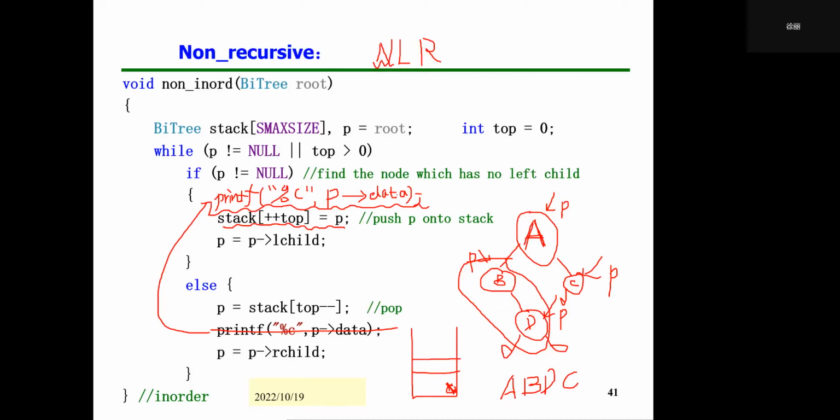So this is the non-recursive in-order and pre-order. And of course, how can you write the non-recursive post-order? Post-order will be more complicated than in-order and pre-order. So I will give you about 10 minutes to think about the non-recursive program of post-order, okay?